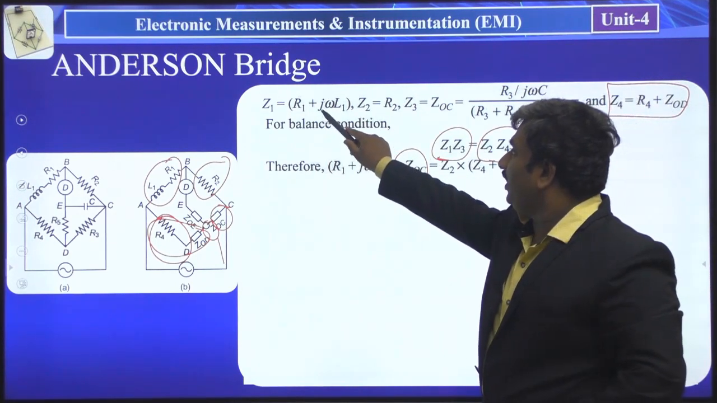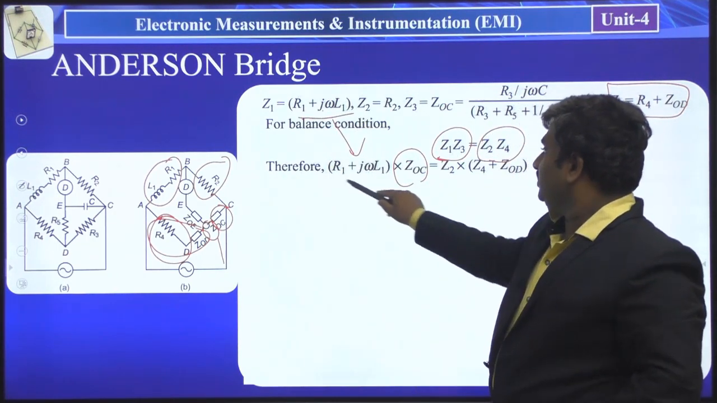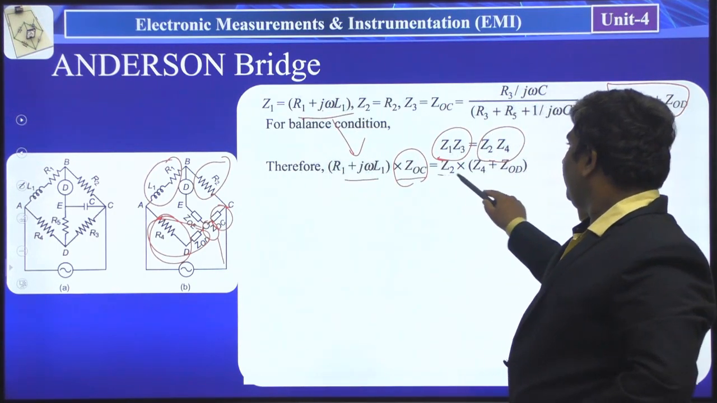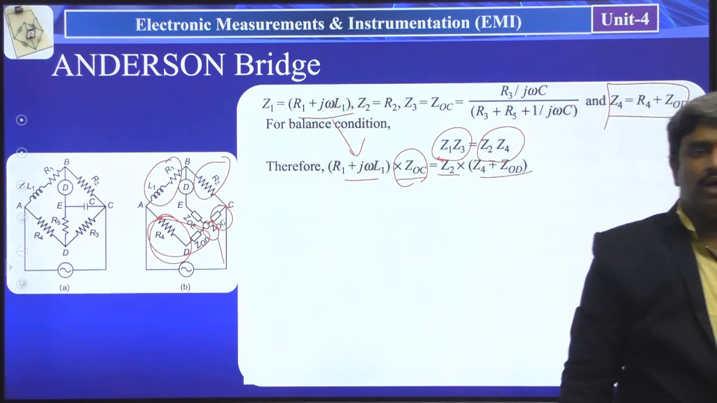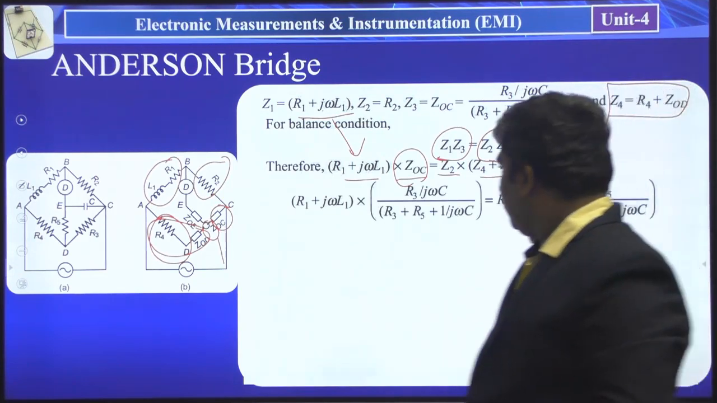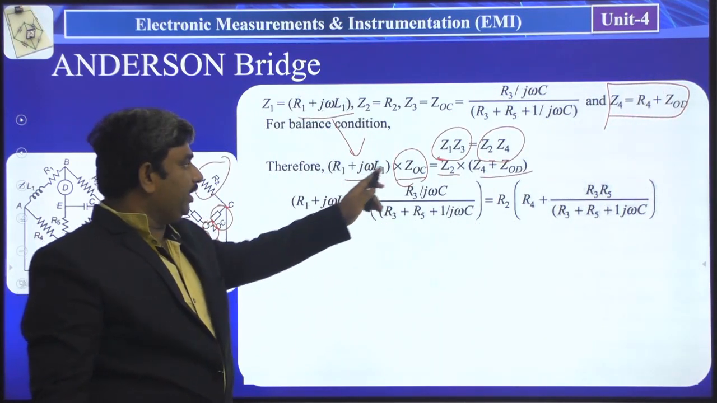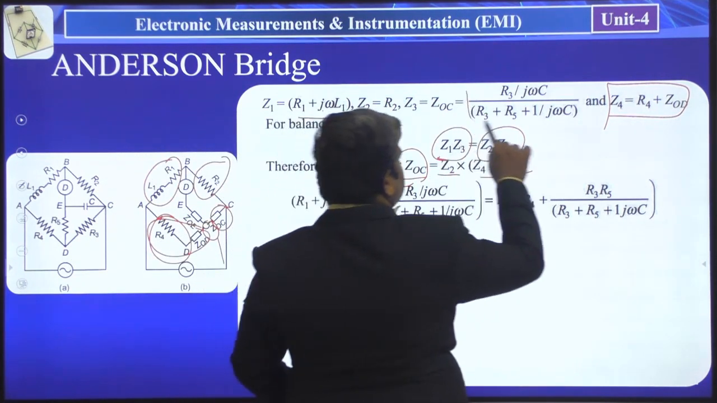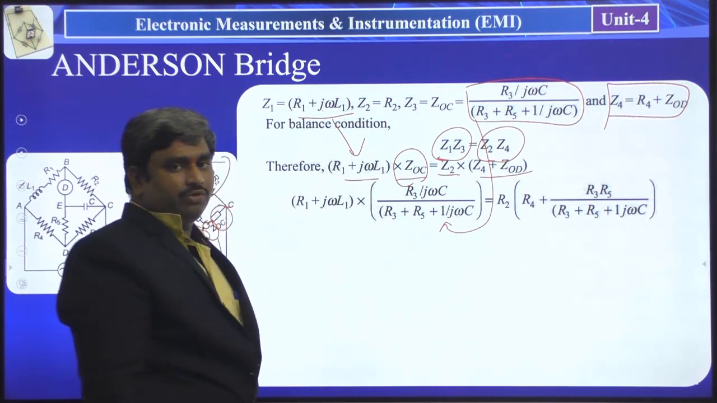Z1 is equal to R1 plus j omega L1, that we have to write here. So this is Z1 and this is Z3, and this is Z2 and this is Z4. Okay, now we have to do the simplification process. Right. So where R plus j omega L1 here I have written, this is the ZOC expression. We have to substitute the ZOC expression into here.